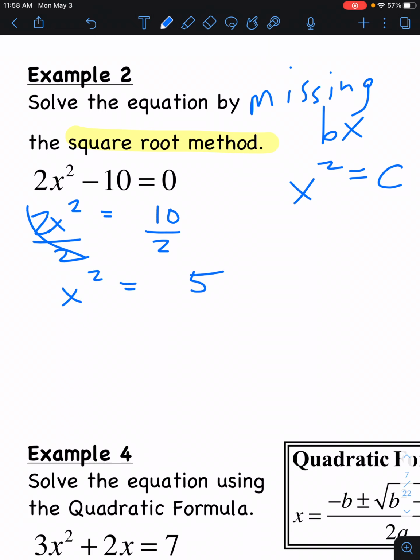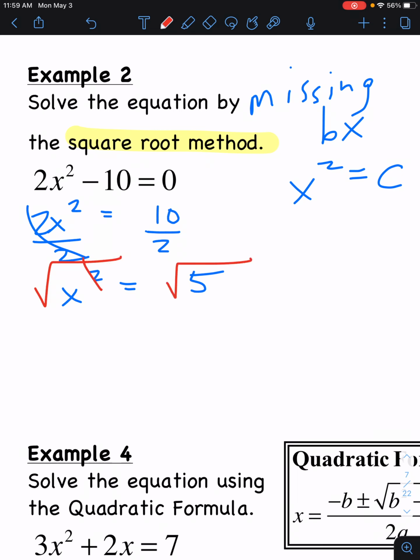So now it shows x squared equals 5. I have x squared by itself finally. It's in that form, x squared equals c, that I mentioned. Now, you're not done yet. You still have an exponent of 2. And in order to get rid of an exponent of 2, you square root both sides.